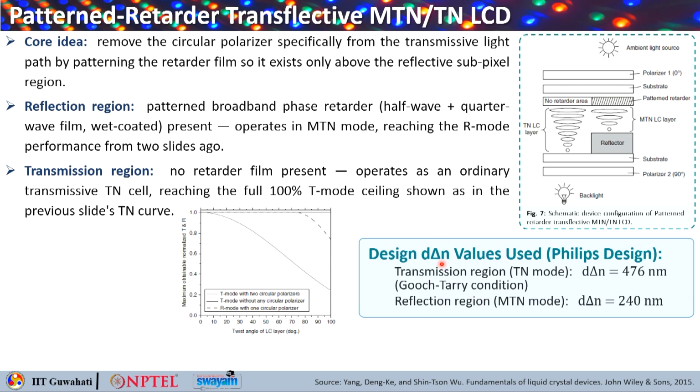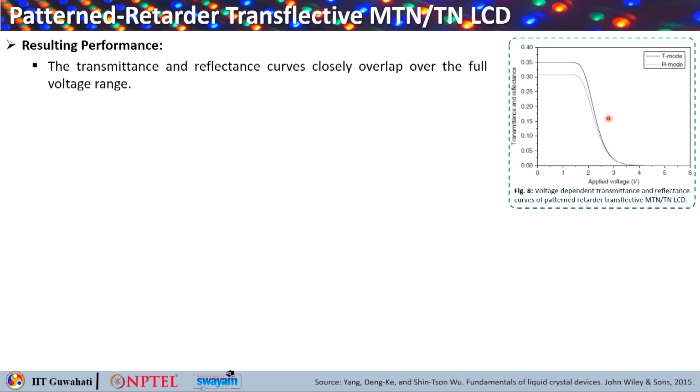These are the design d delta n values that were used, from Philips. The transmission region TN mode has a d delta n of 476 nanometer, which is a good steady condition. And the reflection MTN mode has a d delta n of 240 nanometer. So the cell gap layer is different. Here you are using a twisted nematic liquid crystal layer, and here you are using an MTN liquid crystal layer, the mixed mode liquid crystal layer. So the patterned retarder works well.